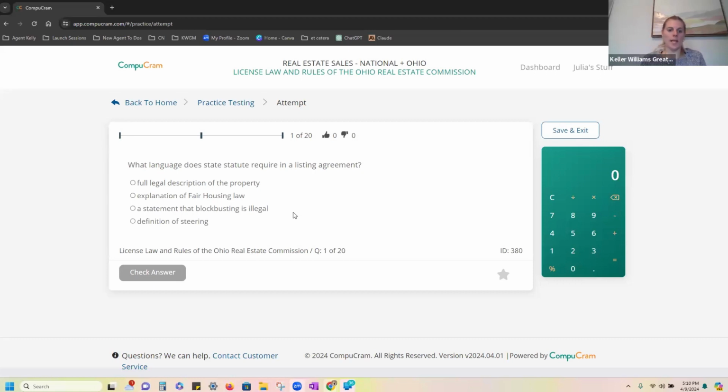Okay. What language does state statute require in a listing agreement? A, full legal description of the property. B, explanation of fair housing law. C, a statement that blockbusting is illegal. Or D, definition of steering. So what language does state statute require in a listing agreement?